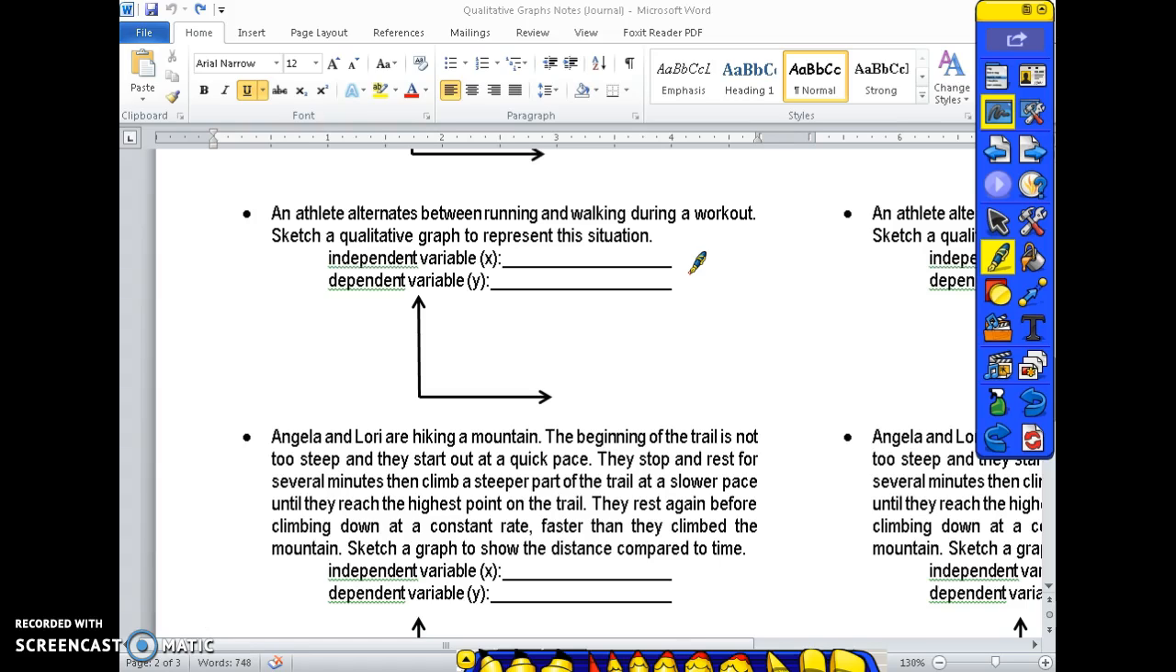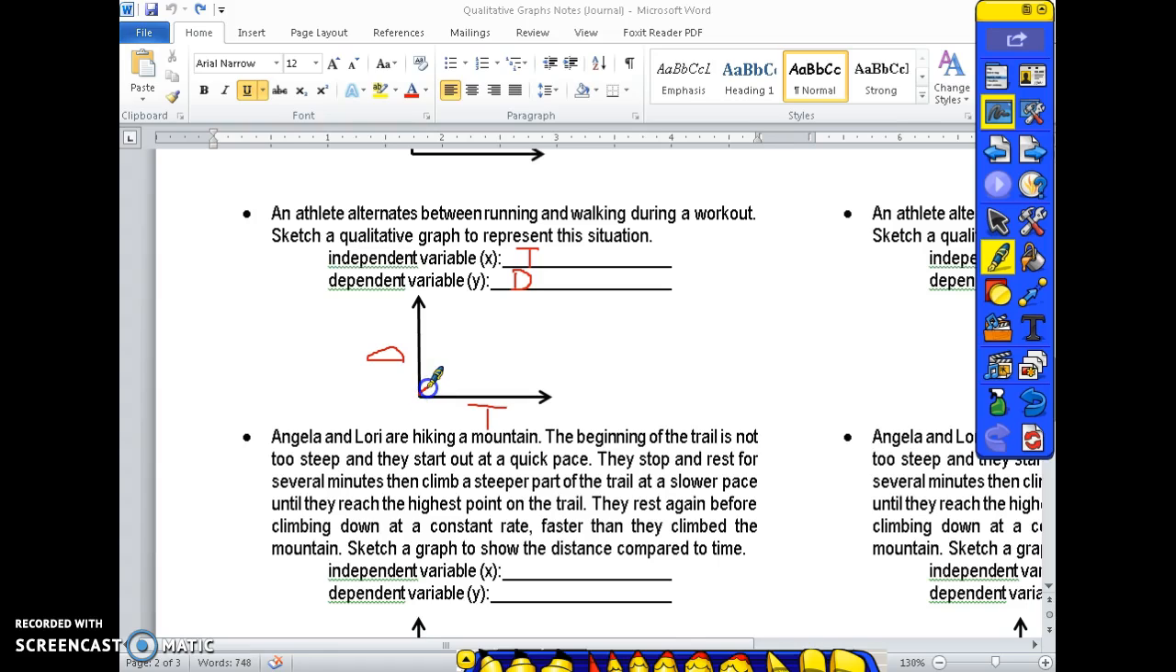So, whenever you run, you cover distance over time. Time is typically going to be the independent variable because you have no control over time. And then the distance depends on how much time has passed as to how far the athlete has gone. So distance is our y-axis and time is our x-axis. After 0 minutes have passed, the athlete has not covered any distance, so we're going to start at the origin.